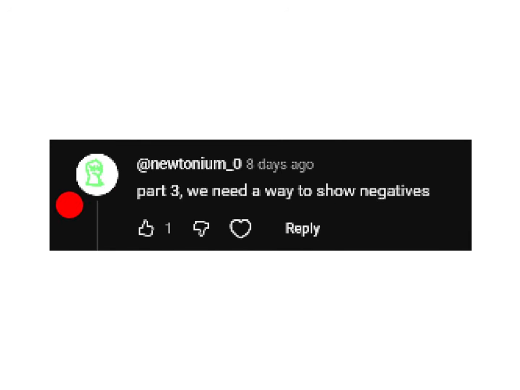negatives. So, Newtonium 0 was, I'm pretty sure, the first person to suggest we get negatives, so hope you're happy because here's negatives. So, what I was thinking is really simple. We just flip the Roman numeral upside down. Isn't that so amazing? But at the same time, there are some numbers that look exactly the same upside down.